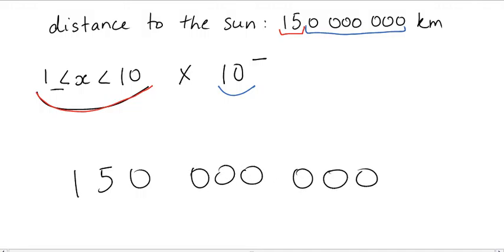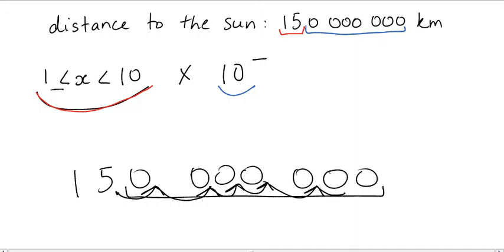So we want to write all these zeros in a short and easy way, as 10 to the power of something. So let's say we have 15, and we want to multiply it by something to get 150 million. 15 times 10 to the power of 1 would be 150. 15 times 10 to the power of 2 would be 1,500. Times 10 to the power of 3 would bring us here. Times 10 to the power of 4, 10 to the power of 5, 10 to the power of 6, 10 to the power of 7. So we can notice that 15 times 10 to the power of 7 is equal to 150 million.